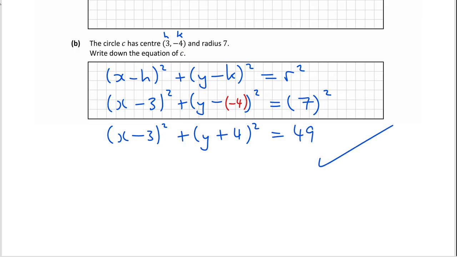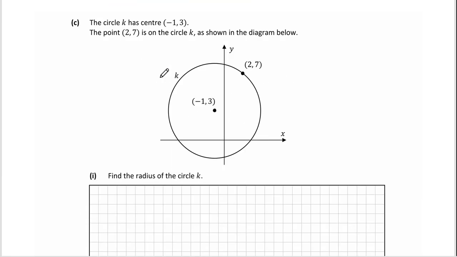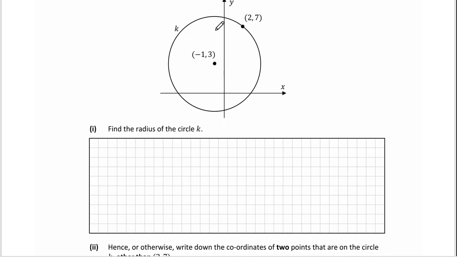Moving on. Next part number C. The circle K is centre minus 1, 3. The point 2, 7 is on the circle as shown. Find the radius of the circle. I suppose the easiest thing for me here to find the radius is just find the distance from this point to this point, using the distance formula. So minus 1, 3, you're going to have 2, 7. There are other ways, possibly even easier ways, but look, this is always a tried and trusted one to do here.